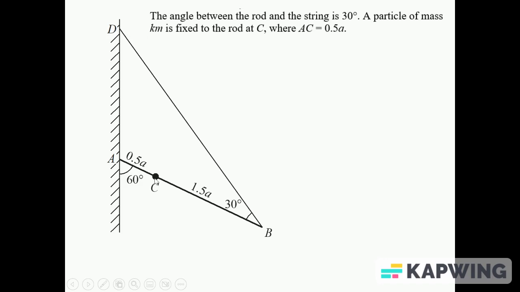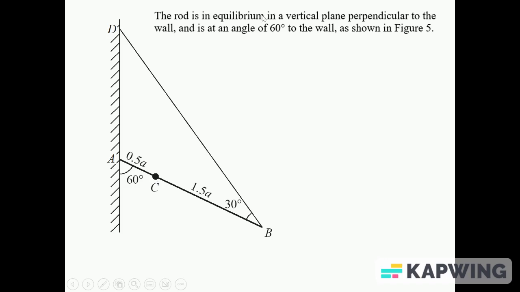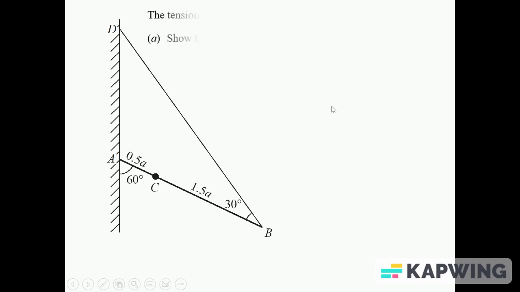A particle of mass km is fixed to the rod at C, and AC is 0.5a. The rod is in equilibrium in a vertical plane perpendicular to the wall, and is at an angle of 60 degrees to the wall as shown. The tension in the string is T. Show that T is equal to that.